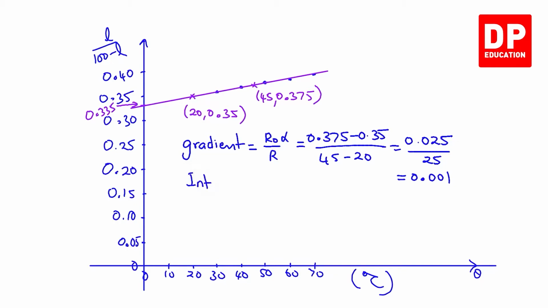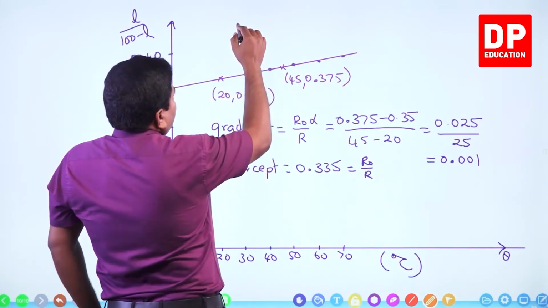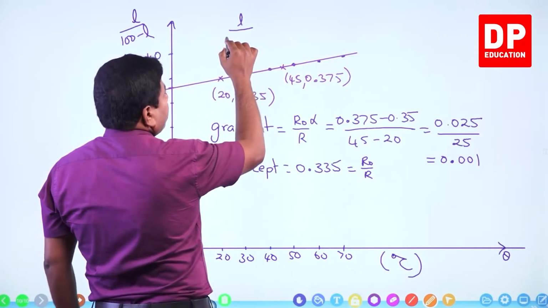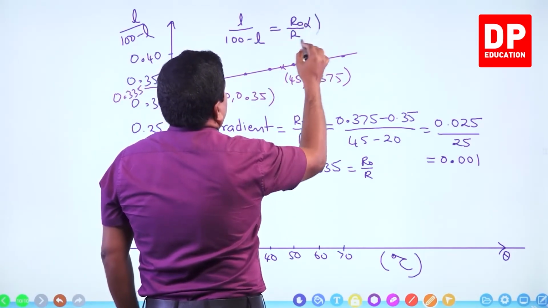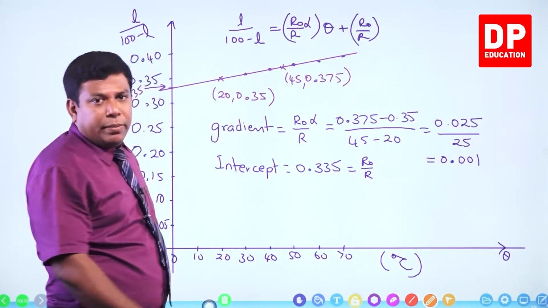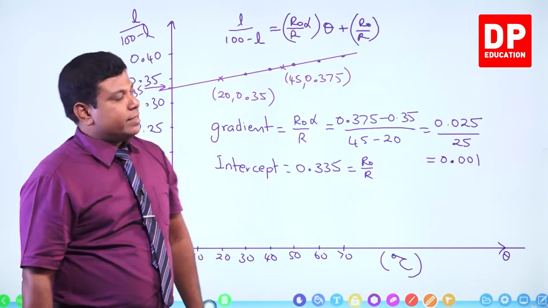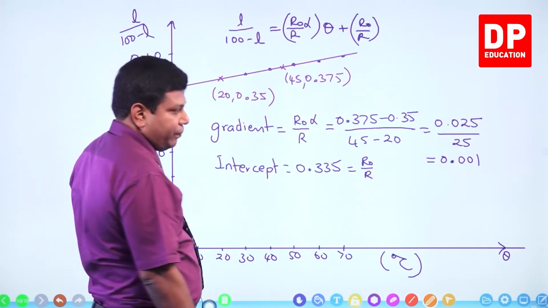Intercept is 0.335. Correct? What is the intercept? This is actually R naught over R. Remember the formula? What was the formula? R theta equals R naught into alpha into theta. R naught is the resistance of copper coil at 0 degrees. R is the other resistance we used in the meter bridge, other known resistance. Alpha is the heat resistivity or temperature coefficient.